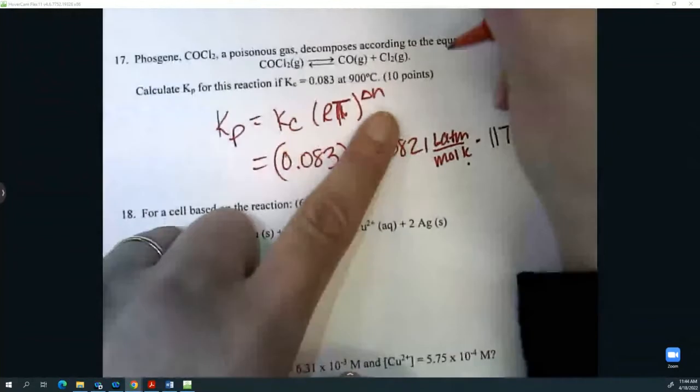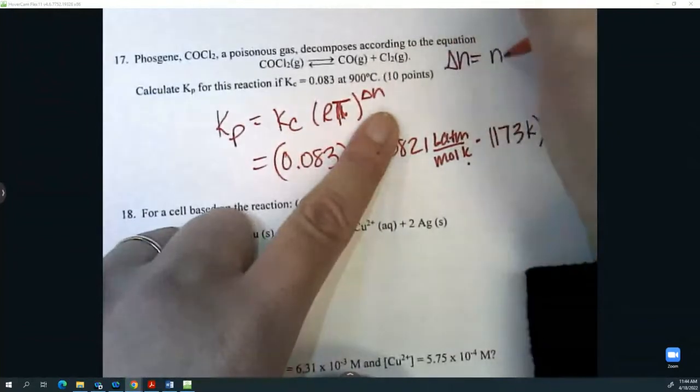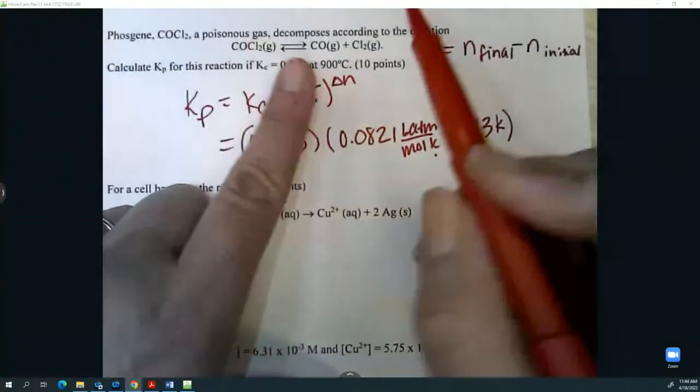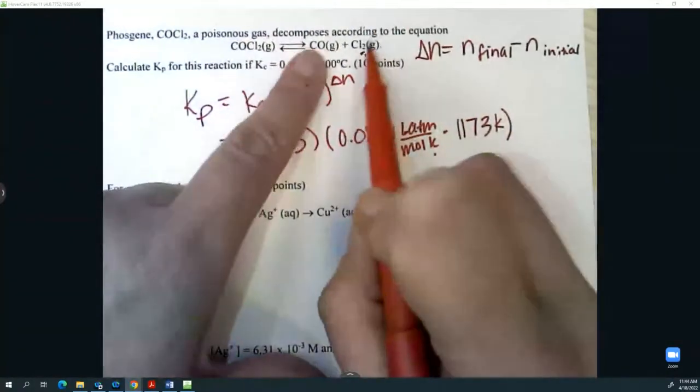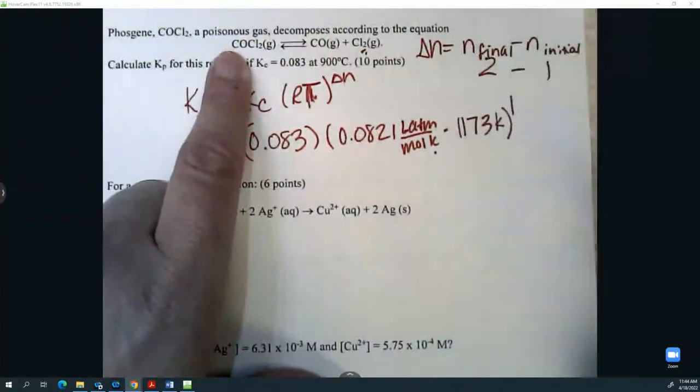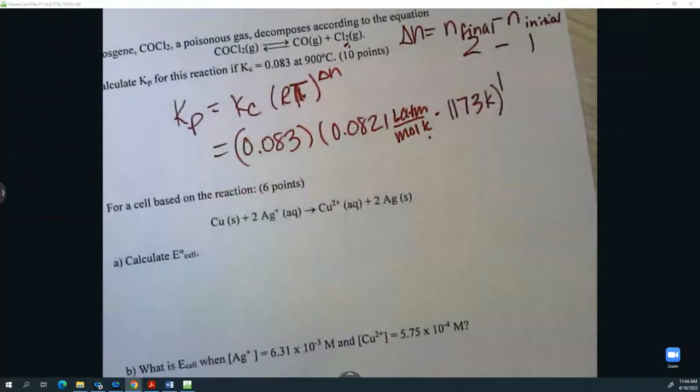And now my Δn is how many moles of gas you have, and it's final minus initial. So final meaning products here, so that's 2, minus the initial is just the 1, so that's to the first power.